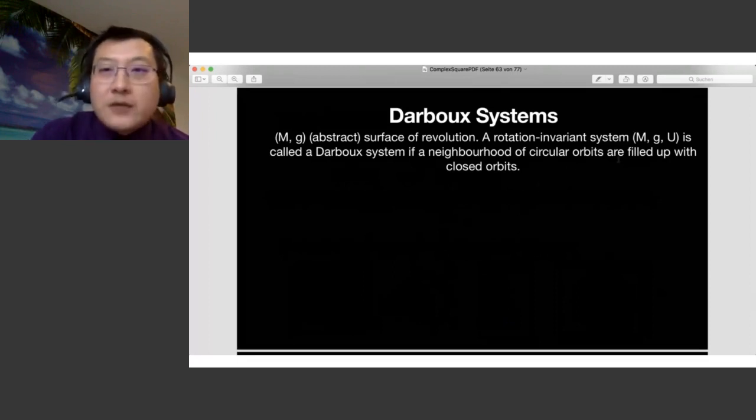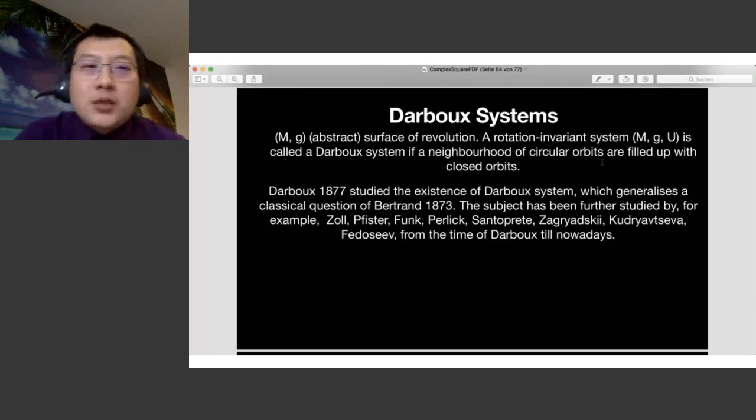So if a neighborhood of circular orbits is filled up with closed orbits, meaning that in all of these rotationally invariant systems, suppose U is such that the corresponding force is attractive, then there will always be circular orbits, and what we want is that if you perturb the initial values of the circular orbit a little bit, then the orbits somehow still close up.